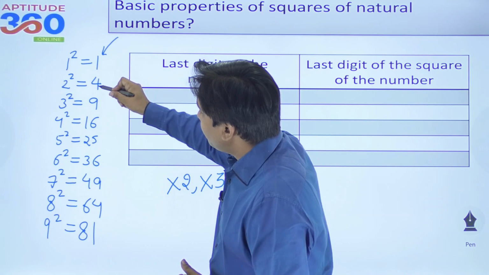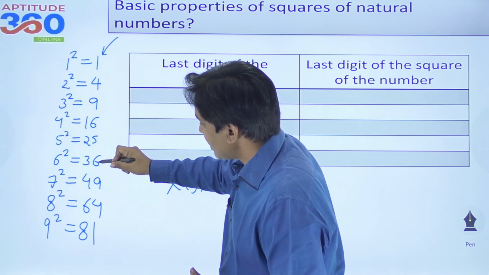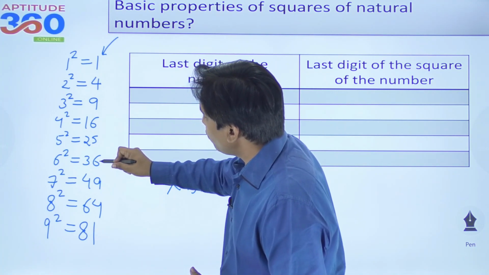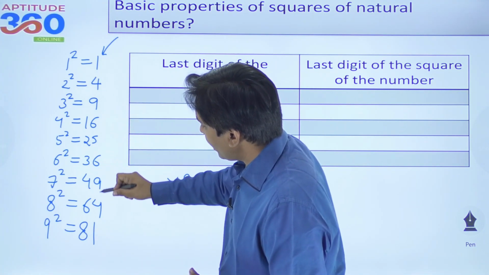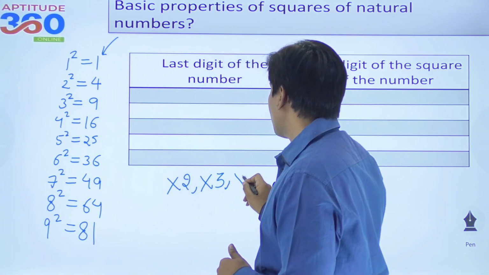1 and then 4 and then what do you have? 5. After 5 you have 6. After 6 what do you have? Do you have 7 or 8? Because there is a 9. You don't have 7 and you don't have 8.